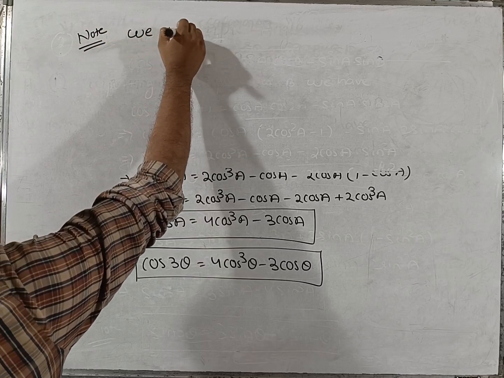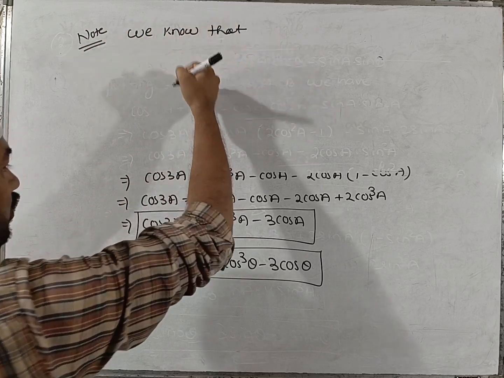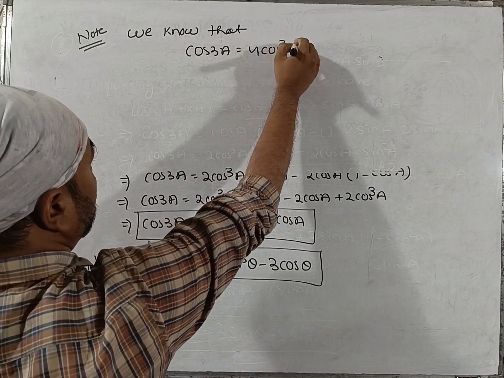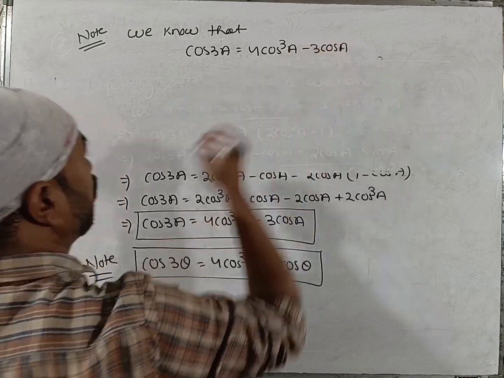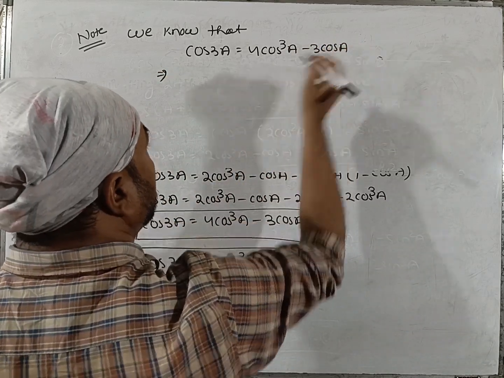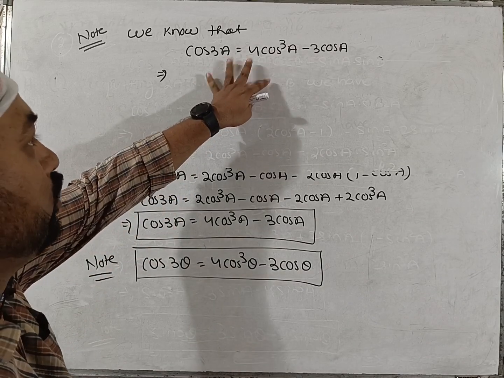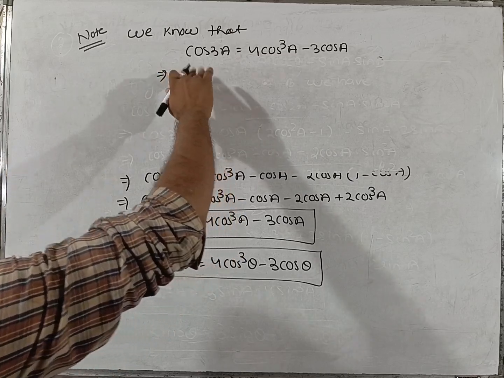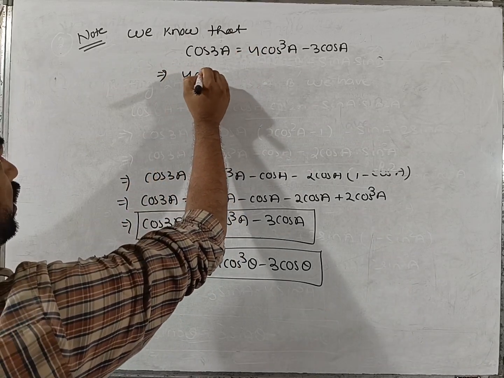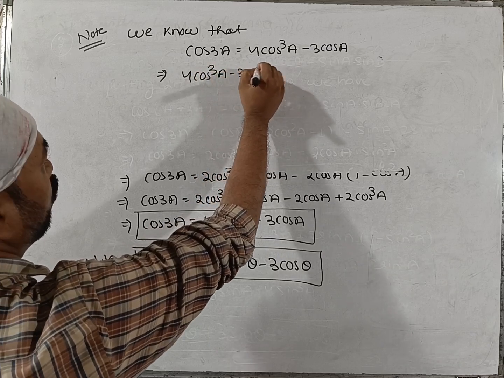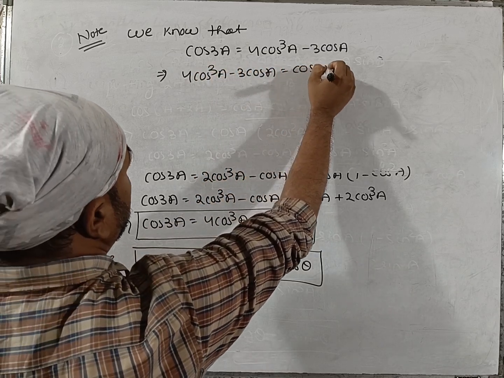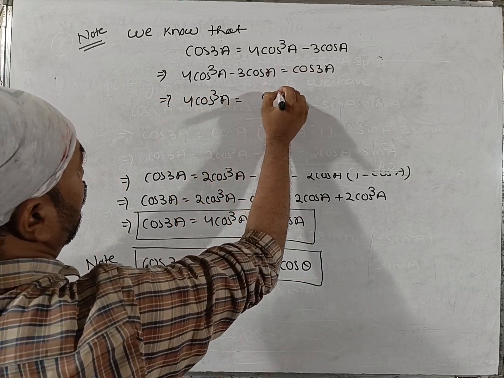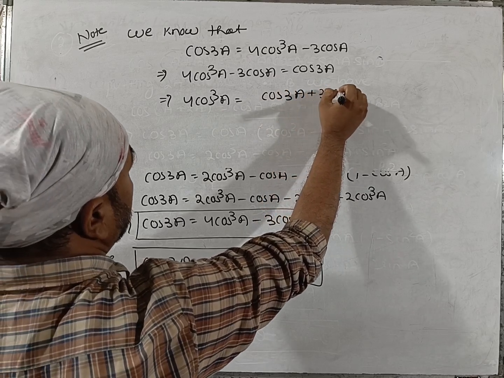We know that cos 3A is equal to 4 cos cube A minus 3 cos A. Let us interchange the sides of the above formula, so that the right hand side goes to the left hand side and the left hand side goes to the right side. So it will be 4 cos cube A minus 3 cos A is equal to cos 3A. That implies 4 cos cube A is equal to cos 3A plus 3 cos A.